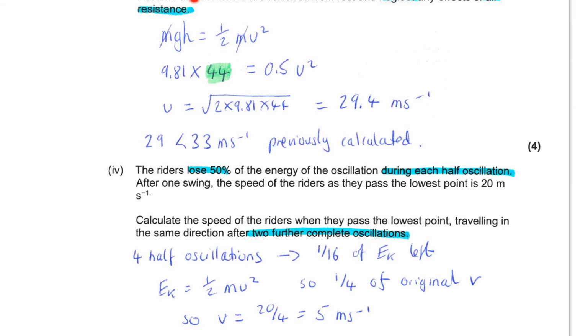This was a show that question, so you do need to follow through with a statement to comment that this value is less than the value of 33 metres per second that we calculated in the previous part. Alternatively, you could convert 29.4 metres per second to kilometres per hour and compare that with the value of 120.